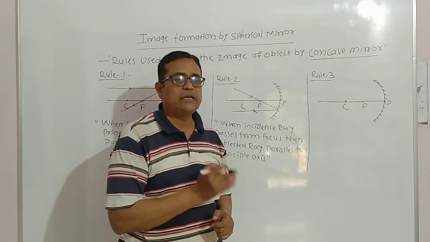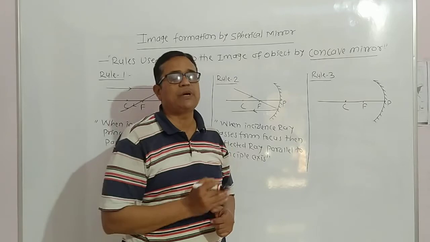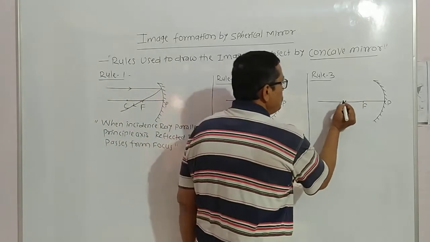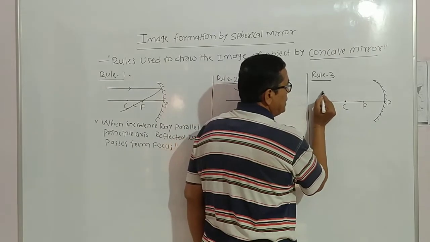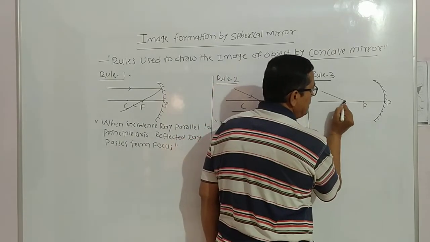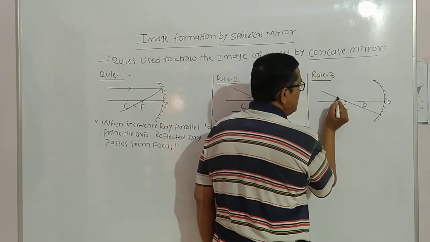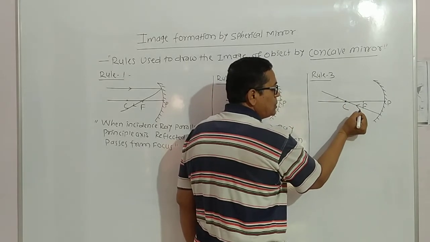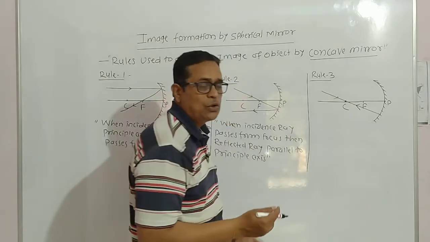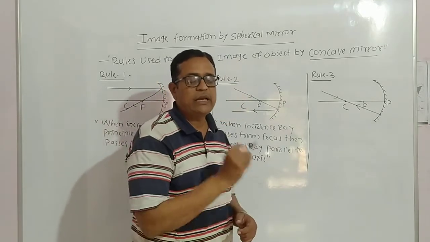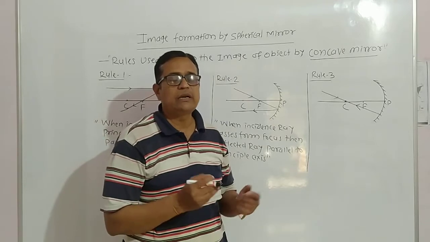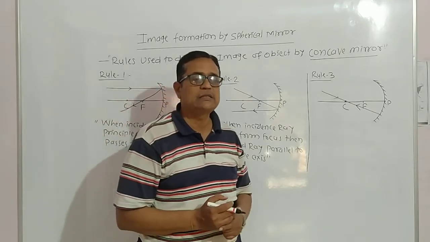ray traces the same path. It also passes through the center of curvature without change of direction. When the incidence ray passes through the center of curvature and is incident on the mirror, then the reflected ray also traces the same path, with no change of direction. Any light ray passing through the center of curvature is reflected along the same path.